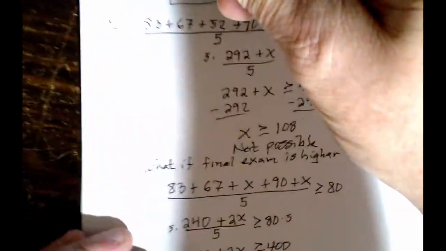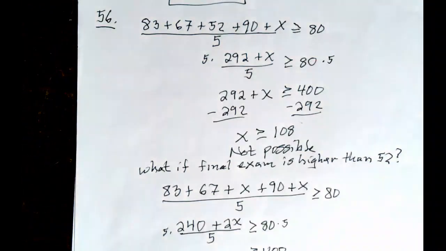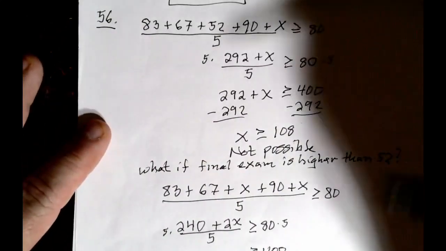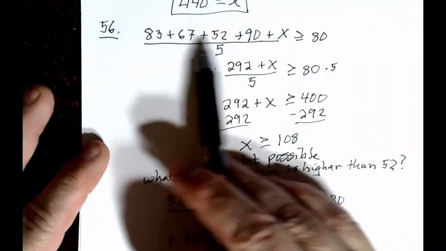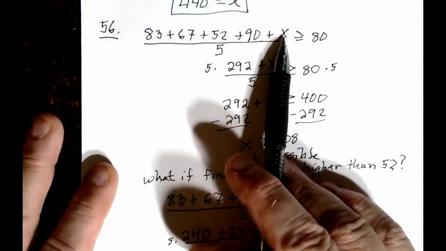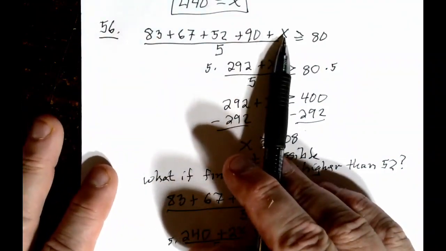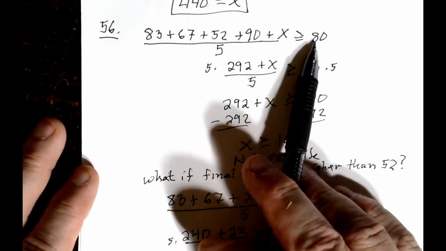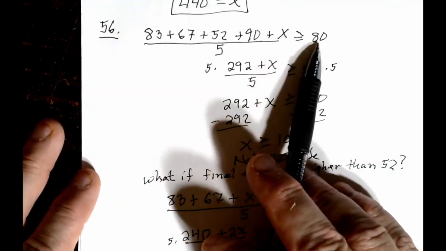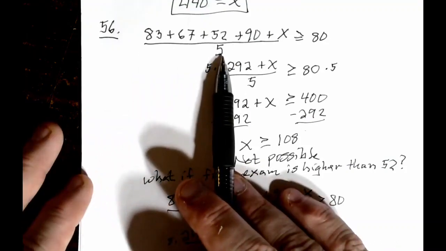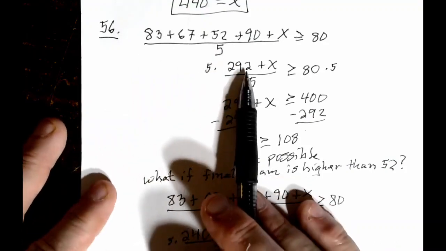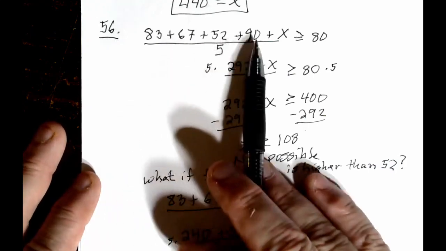Now 56 is a bit more tricky, because 56 asks you two different situations. It says you got 4 grades plus your final, and you need to get an average of an 80 or above, so it needs to be greater than or equal to 80. When you have 5 scores, you divide by 5 to get your average. When you solve this, you add up these numbers, you get 292.